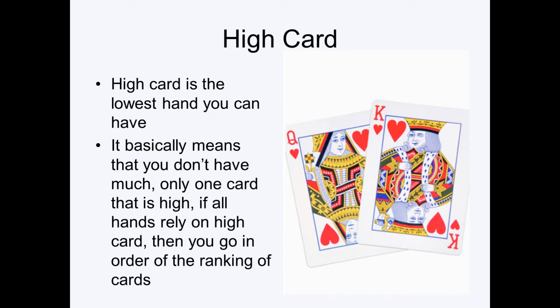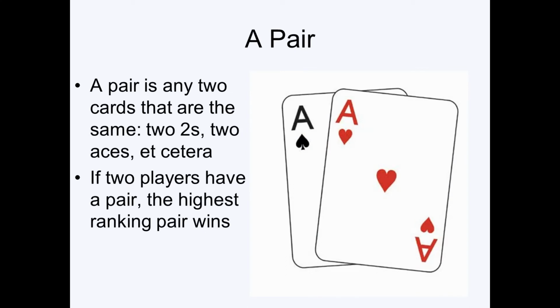What is a pair? What is a pair? Yeah. A pair is any 2 cards that are the same. 2 twos, 2 aces, etc. If 2 players have a pair, the highest ranking pair wins. If you guys have a pair of 10s and I have a pair of 8s, then you win because 10s are higher than 8s, right?